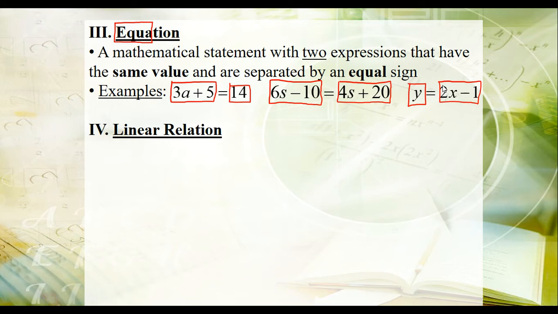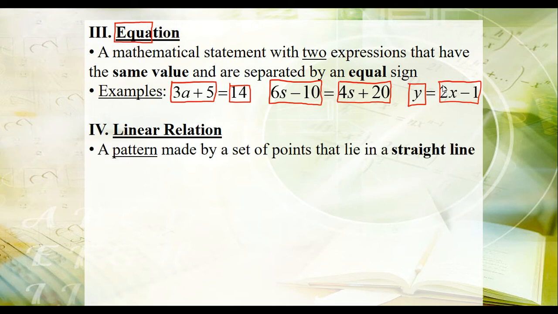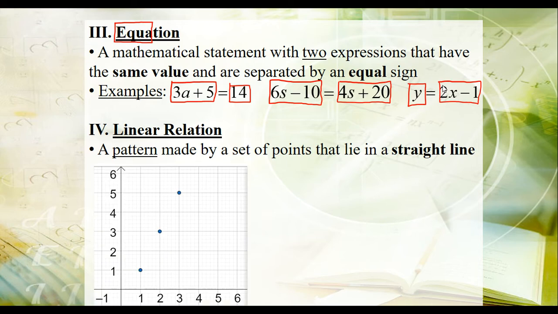Now, the main emphasis of this unit is dealing with linear relations. So let's also give a definition for what that would be. A linear relation is a pattern made by a set of points that lie in a straight line. So let's say that you collected some data and then you decide to plot this data on an axis. This would be the y-axis, and this would be the x-axis. If you can take a straight line and fit it through all those points, that's what we refer to as a linear relation.